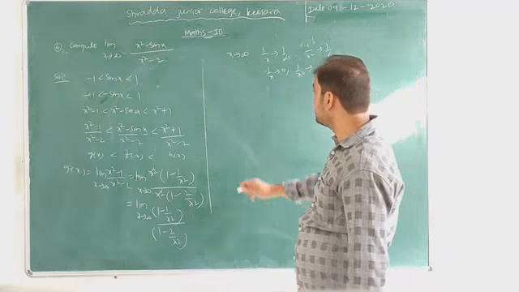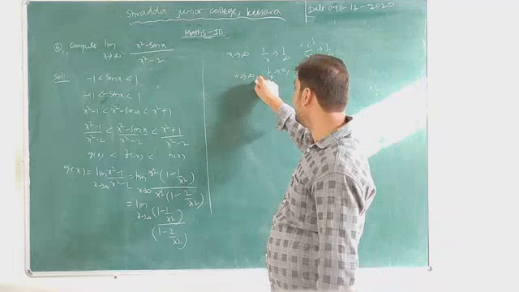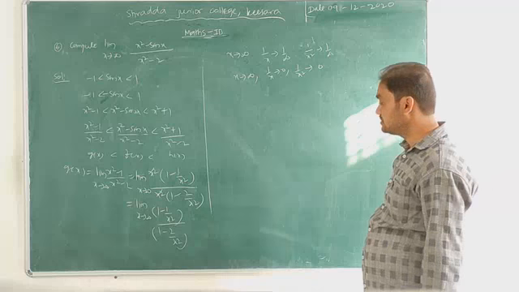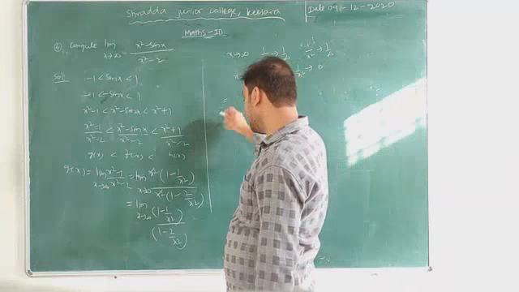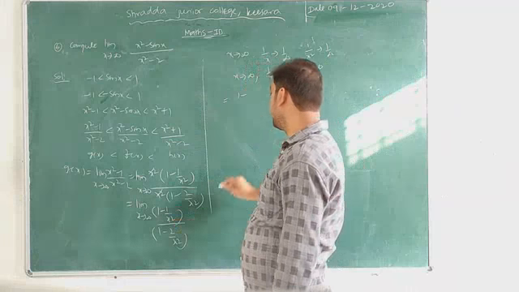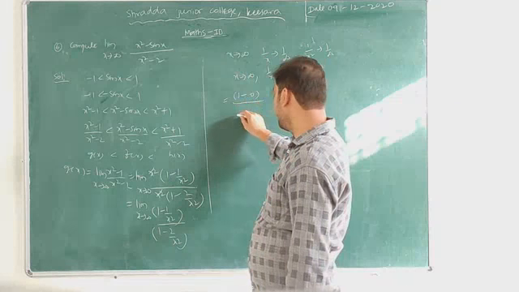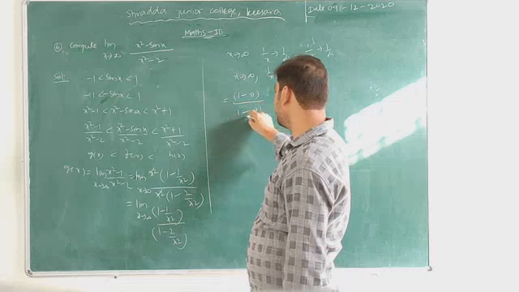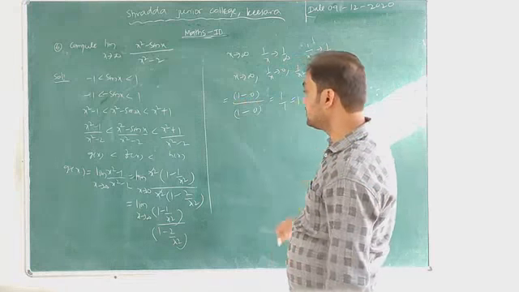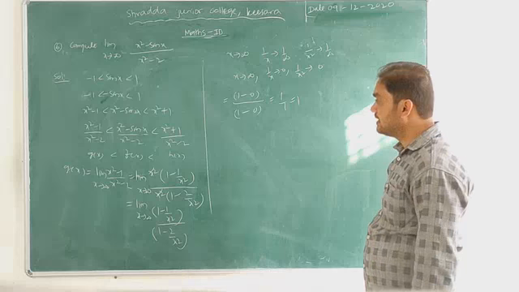When x tends to infinity, then 1 by x tends to 0 and 1 by x square tends to 0. So what we are getting here, then 1 minus 1 by x square tends to 0 by 1 minus 2 by x square, that is also tends to 0. So 1 by 1 equals 1.